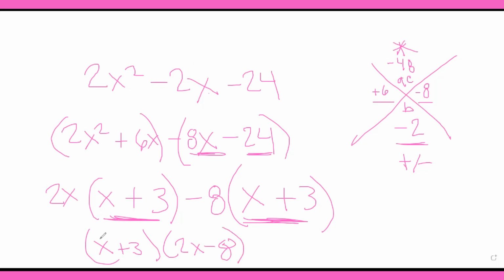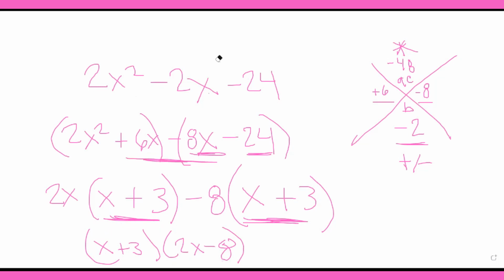And you can double check. Now our first term does get us to 2x squared. And our last term does get us to negative 24. And our outer and our inner does get us negative 8x and the positive 6x, which is what we needed. So that is a good check there.